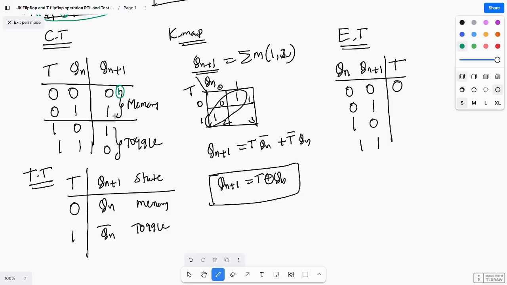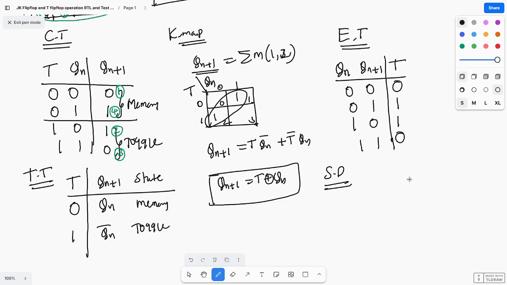And next, 0 1, second case. 0 1 means what? T equal to 1. Okay, 1 0 means what? 1 0 means T equal to what? 1. T equal to 1. Okay, 1 1 means what? 1 1 means this state. So fourth case, 1 1 means T equal to 0. It's like an XOR gate only. If you remember the logic truth table for the XOR gate, it is the same as the excitation table only. And a state diagram I am drawing.